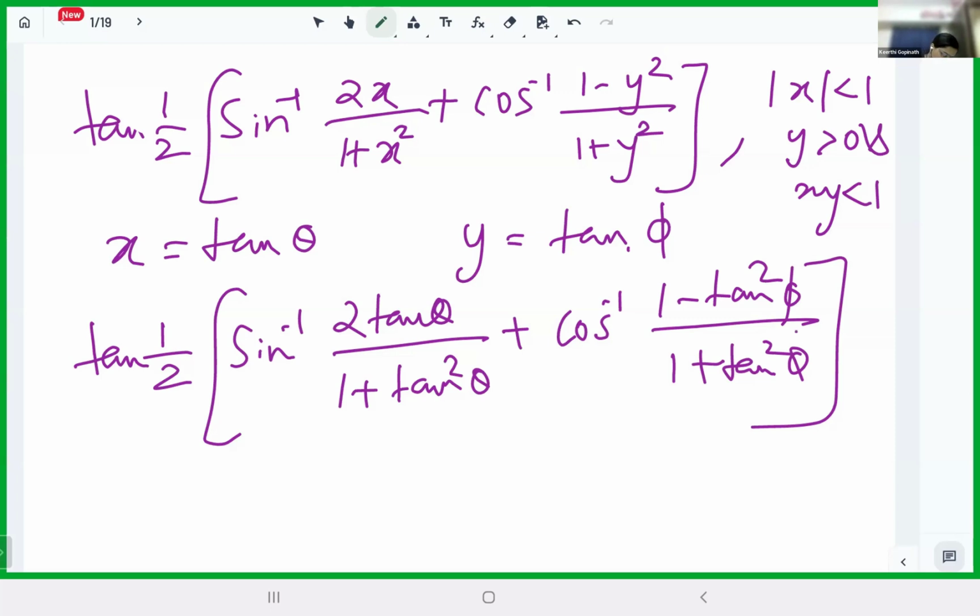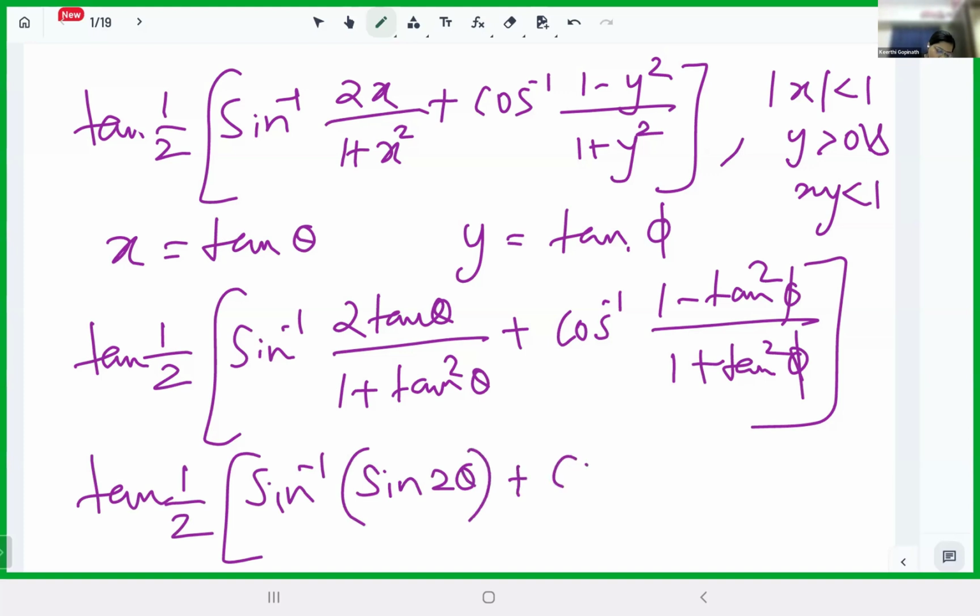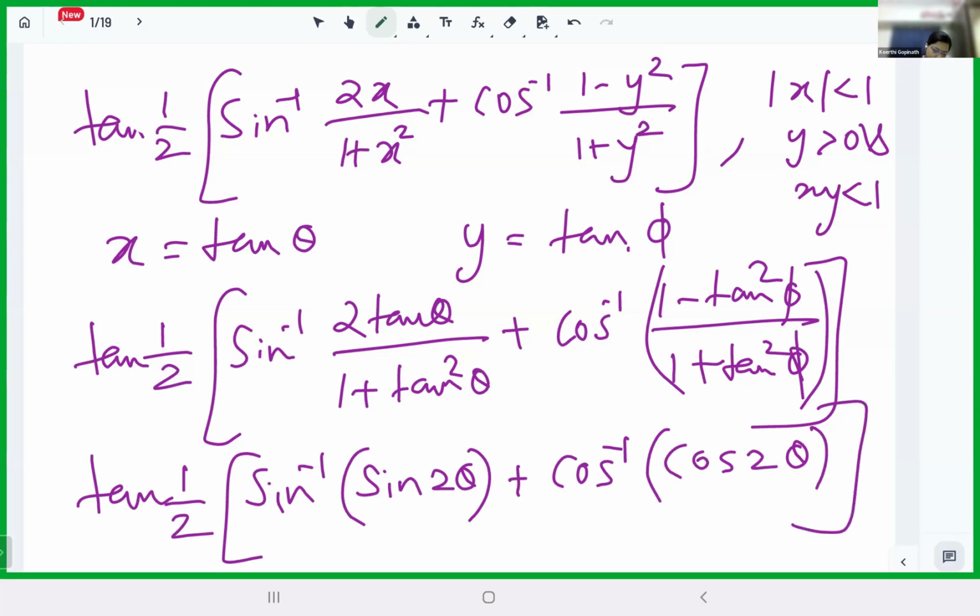So this is the identity. You know the identity, right? 2 tan theta by 1 plus tan square theta is nothing but sine 2 theta. So this can be written as sine inverse of sine 2 theta plus cos inverse of, this is the identity, 1 minus tan square phi by 1 plus tan square phi is nothing but cos 2 phi. Since we have already given it as tan phi, we have to write it in terms of phi itself. So it is cos inverse of cos 2 phi.